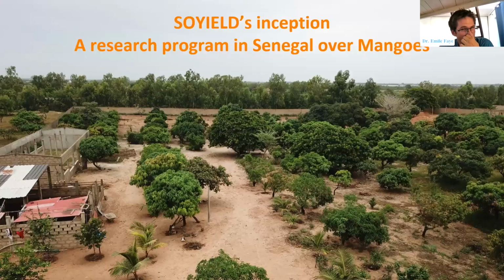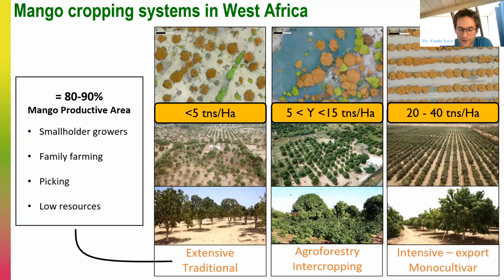So here I'm going to present you the SoYield project that started a few years ago, something like 2015, if I'm not wrong, where we work in Western Africa. So we're basically in countries like Senegal, Ivory Coast, Benin, Togo, these kind of countries that maybe are not very familiar for you. So I'm going to present you in a few slides a bit of fruticulture and mango farming systems from there.